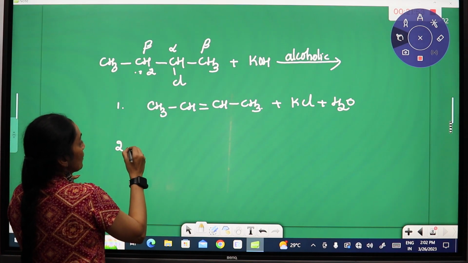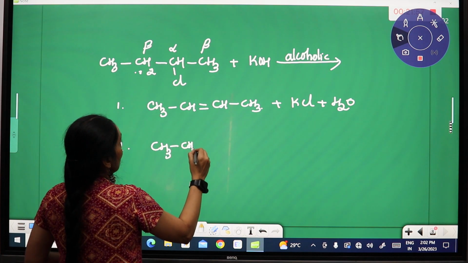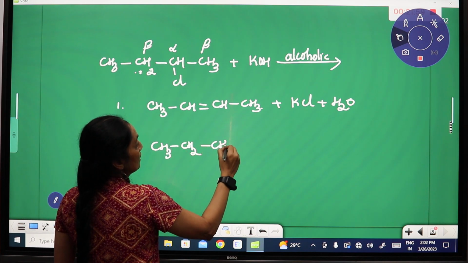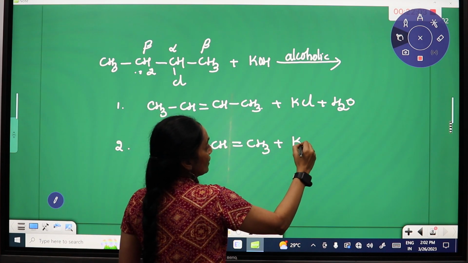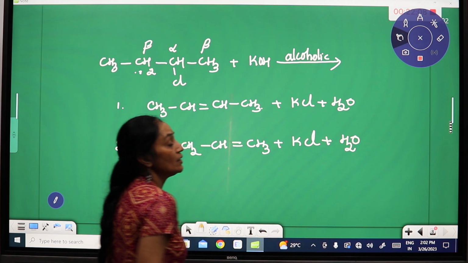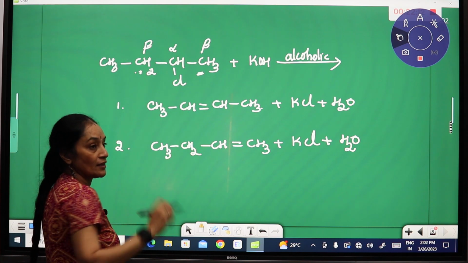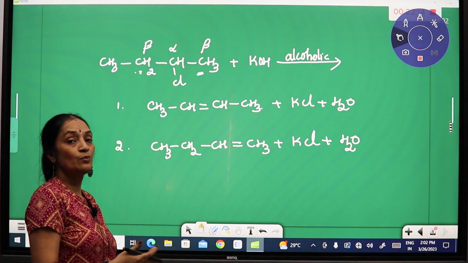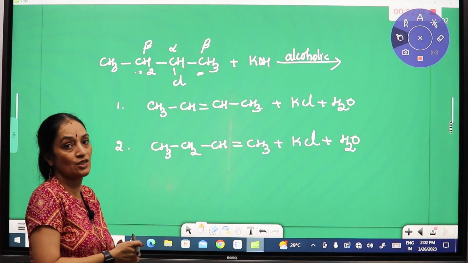Coming to the second product, that is CH3-CH2-CH=CH2, with elimination of KCl and water. Now in the second case, I removed the hydrogen from this carbon atom. So now what do we think, which will be the major product, or which will be of a higher percentage?